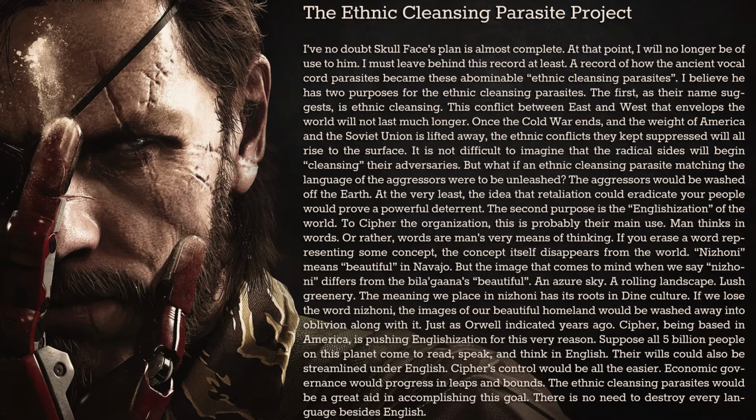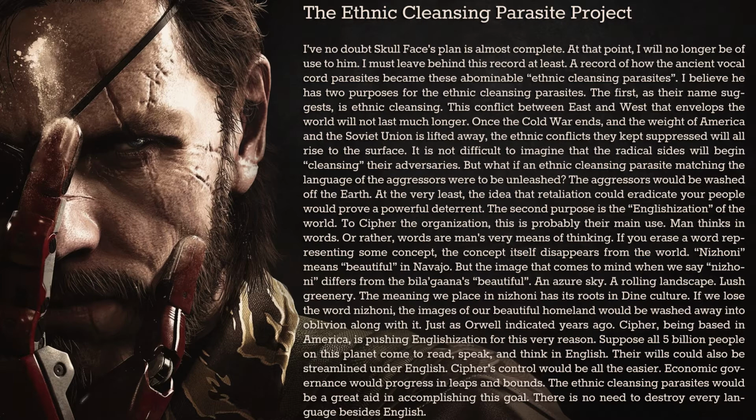Just as Orwell indicated years ago, Cipher, being based in America, is pushing Englishization for this very reason. Suppose all 5 billion people on this planet come to read, speak, and think in English. Their wills could also be streamlined under English. Cipher's control would be all the easier. Economic governance would progress in leaps and bounds. The ethnic cleansing parasites would be a great aid in accomplishing this goal.